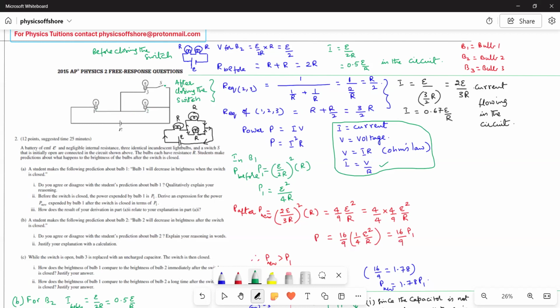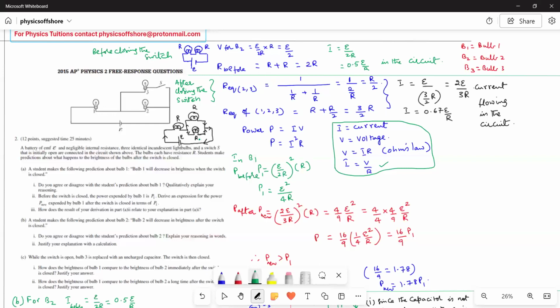Clear? So the switch is open now, before closing the switch. Now we have to find the effective resistance of all three bulbs soon after closing the switch. The moment you close the switch, these two bulbs will be in parallel with each other, and then the effective circuit will be in series with bulb 1. See here, this is the parallel circuit, and this circuit is in series with the first one.